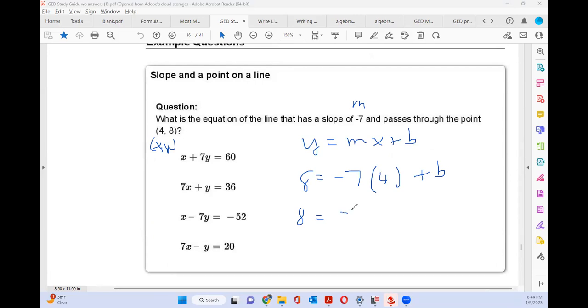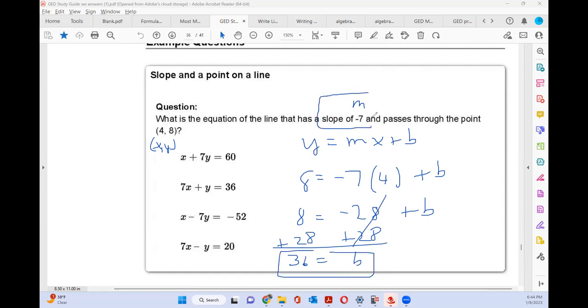-7 times 4 is -28. If I need to get b by itself, what do I have to do? Add 28 to both sides. Right. We get 36 equals b, the 28's cancel. I'll bring down my b, so I know my y-intercept is 36.